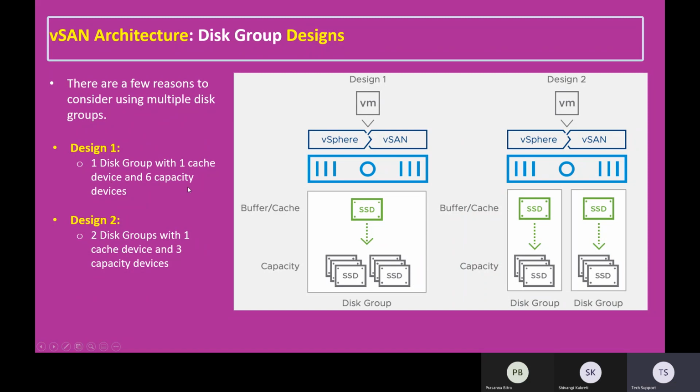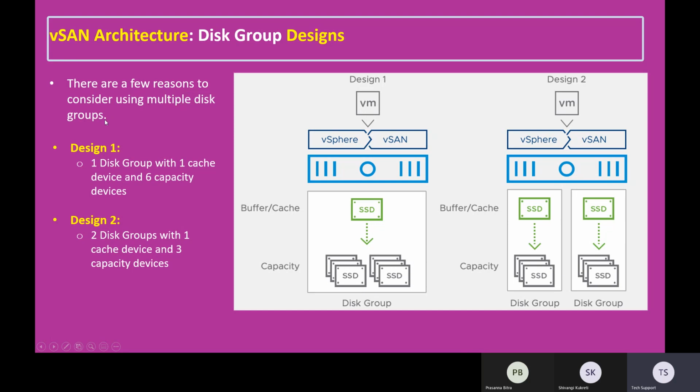And see, the same point I explained here in our description. In design 1, one disk group with one cache device and 6 capacity devices. And when you observe design 2, we have two groups, disk group 1 and disk group 2. Two groups, each with one cache device and 3 capacity devices. And as I mentioned, there are a few reasons to consider using multiple disk groups.